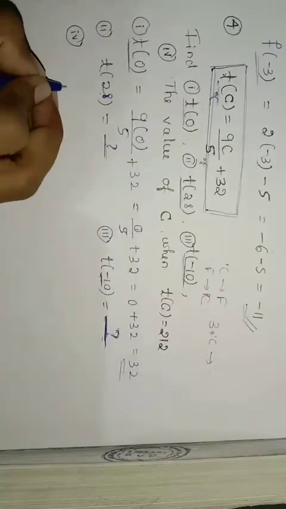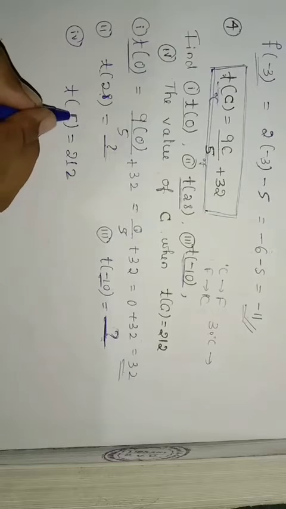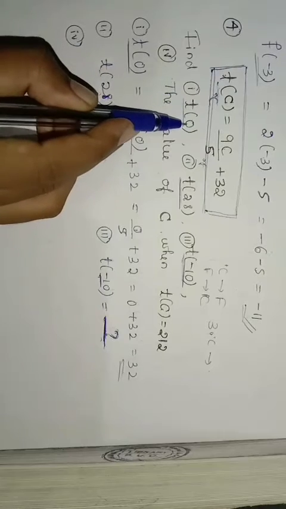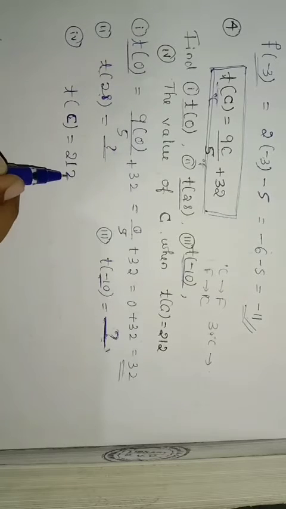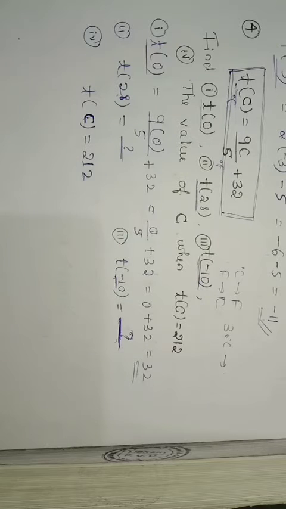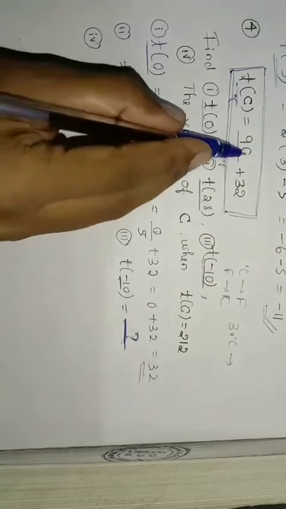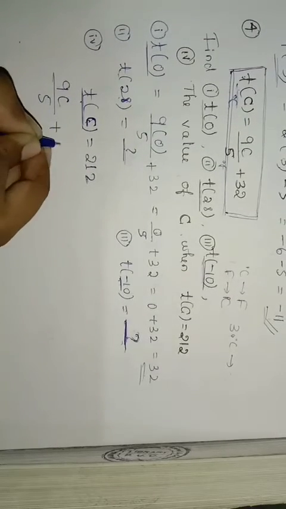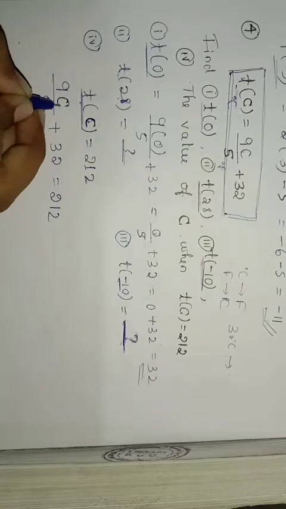See, what they have given here is t of c is equal to 212. Okay, they have already given the t of c value. So we have to find out what is this c value. Here the c value is unknown to us. Okay, the t of c value is known, but the c value is not known. So how will we find out this c value? What do we know of t of c? T of c means what? See, that is 9c by 5 plus 32. See, substitute that: 9c by 5 plus 32 is equal to 212. See, from this equation I can calculate this c.